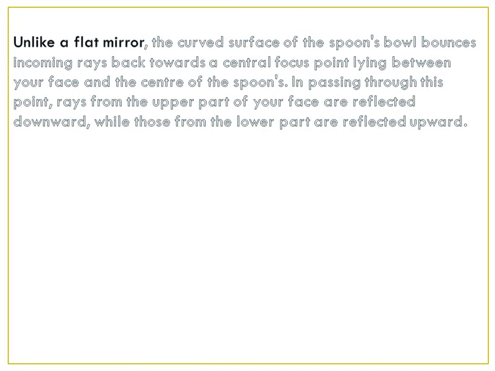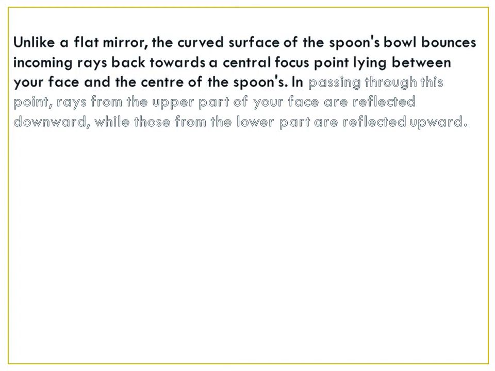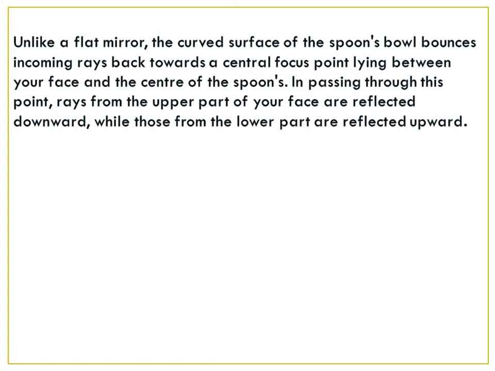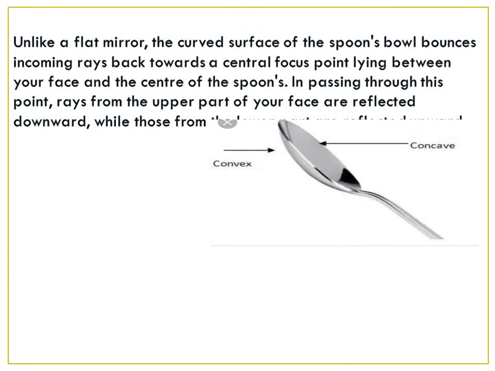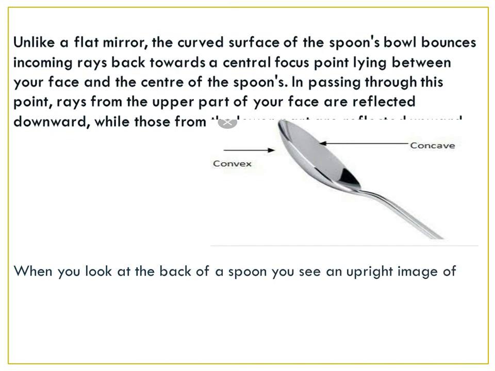Unlike a flat mirror, the curved surface of the spoon's bowl bounces incoming rays back towards the central focus point lying between your face and the center of the spoon. In passing through this point, rays from the upper part of your face are reflected downwards, while those from the lower part are reflected upwards. See the spoon, you'll understand. Concave inside the spoon, convex outer surface.